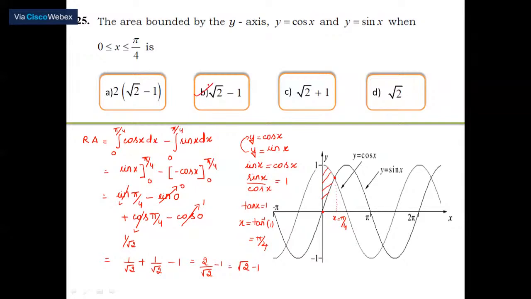Karthik, be careful when you are doing the simplification. It's not root 2 plus 1. Check once, it is root 2 minus 1. Now let's move on to the next.